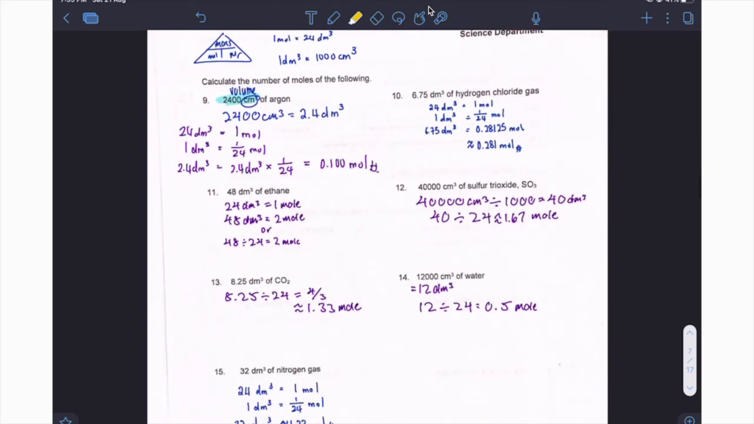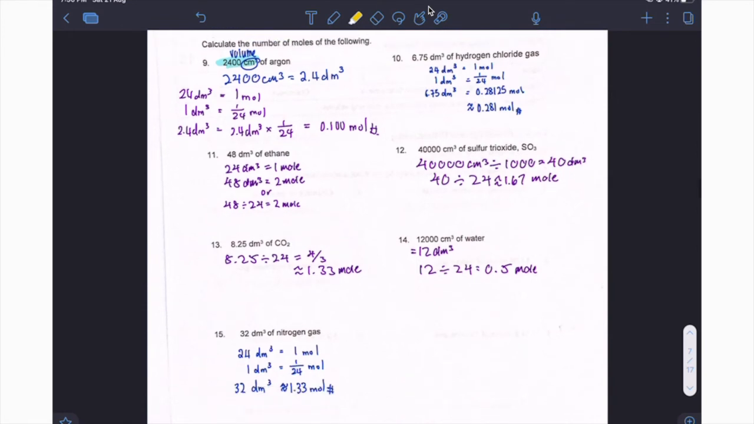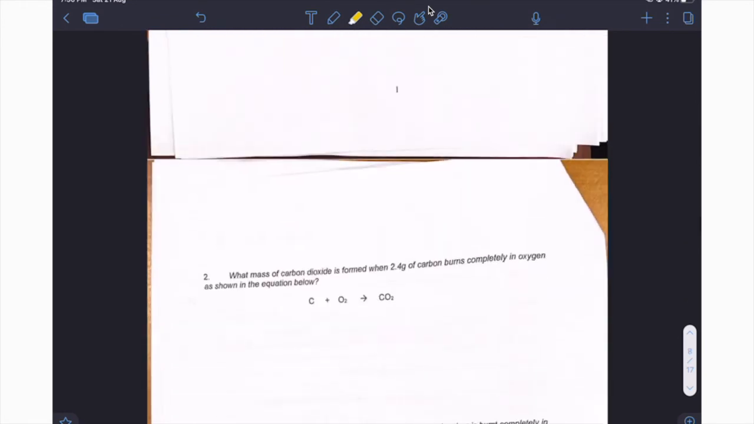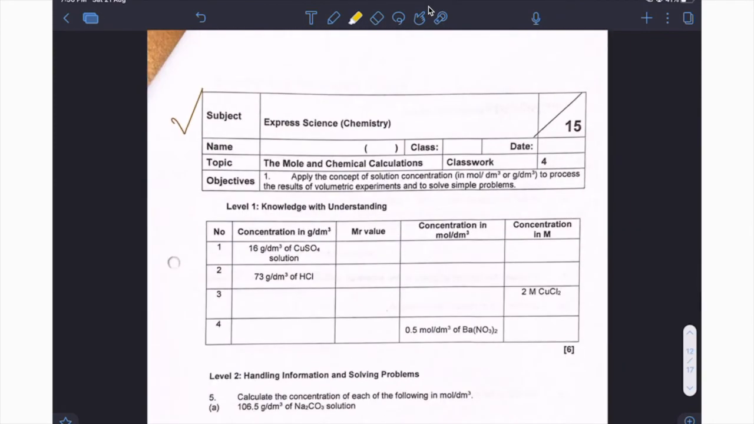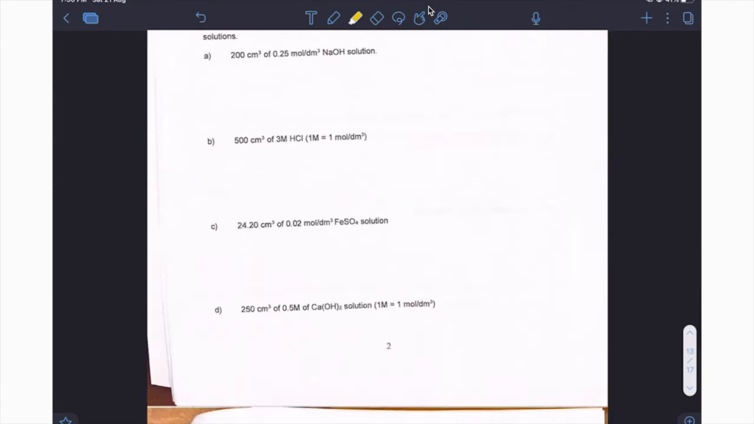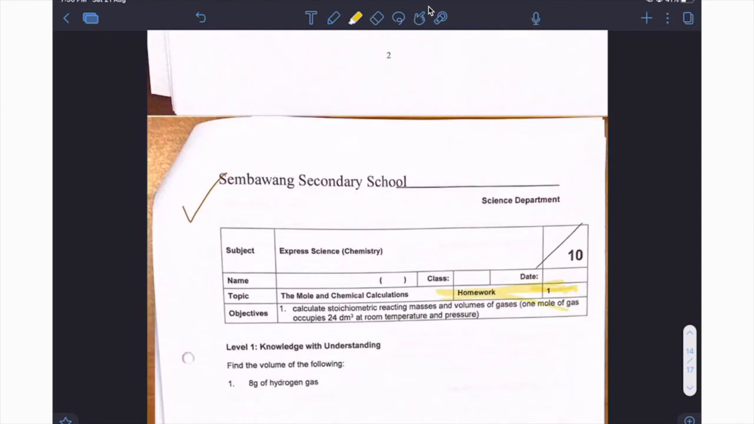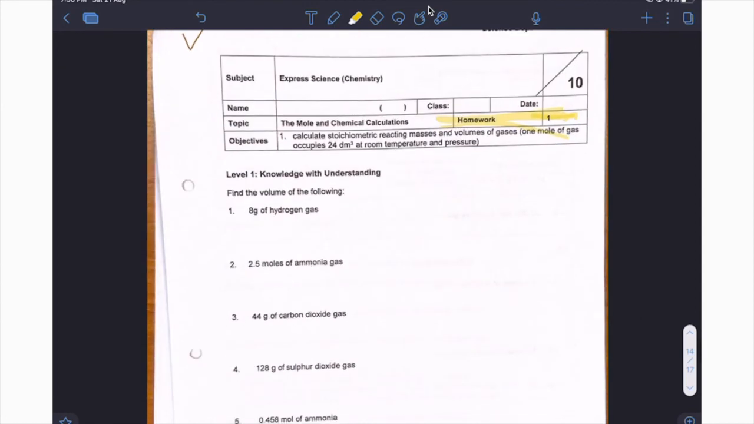We also did this. Those in purple ink were done by Daron, so please check your answers. Your homework today for the rest of the period is to complete classwork 4 and homework 1. These should be quite simple for you. They give you mass, how do you find volume? Or they give you mole, how do you find volume? Do try it, look at your formula, always refer to your three triangles and think about how you can manipulate the values to get your final answer.